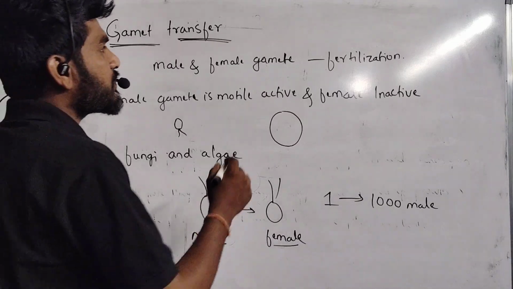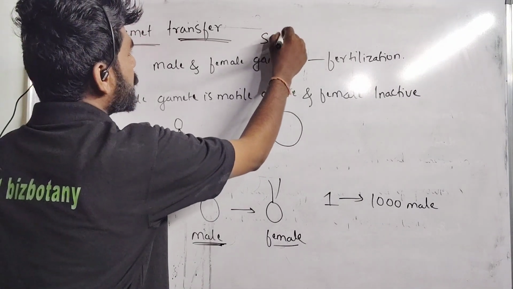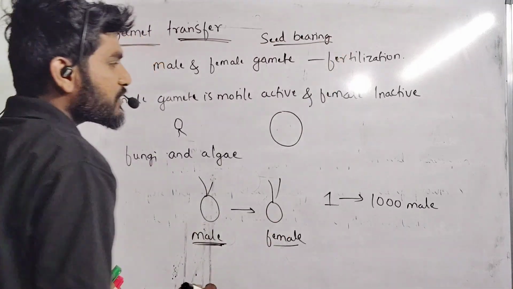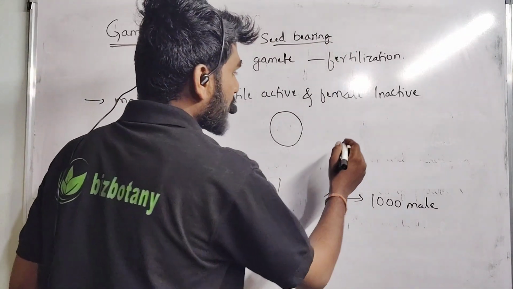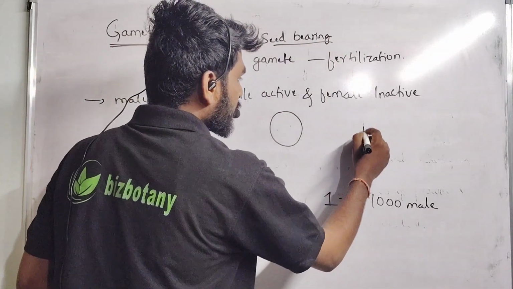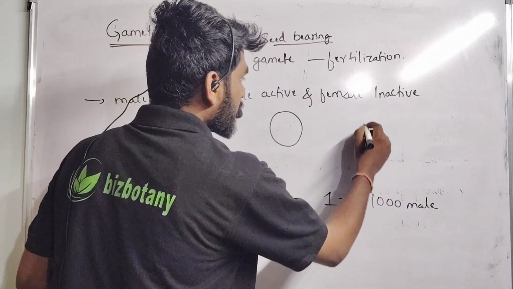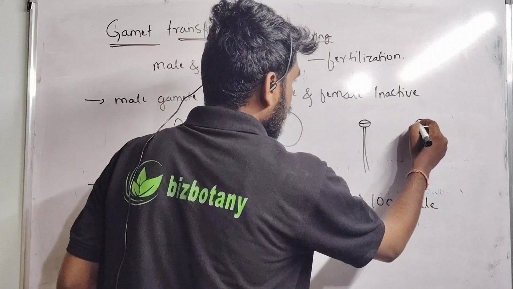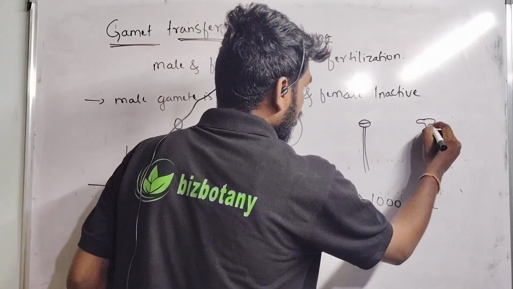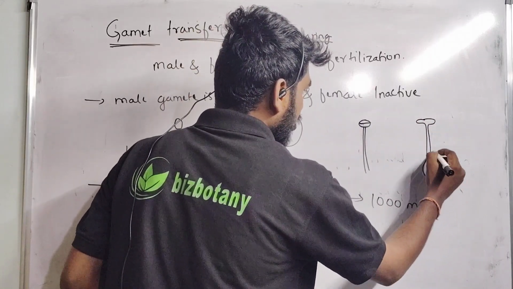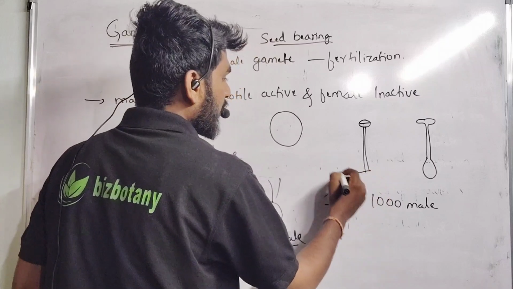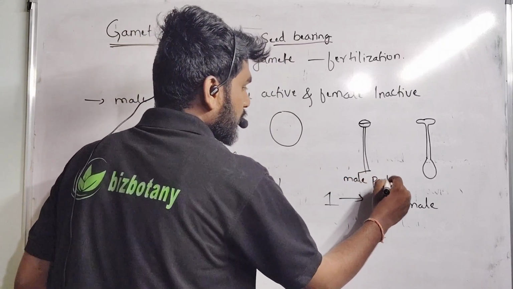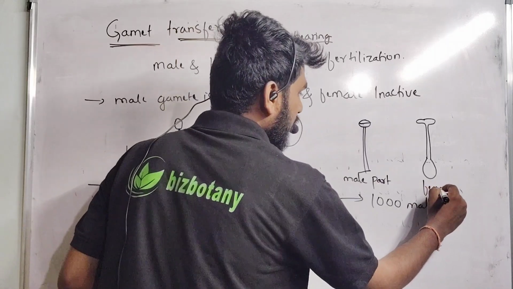But in the case of higher plants like seed bearing plants, what happens? The pollination process occurs. Pollination means the transfer of male gametes, pollen grains, from the anther to the stigma of the female plants. Consider this one is a stigma, style, or female reproductive part of the flower, and this one is the male reproductive part of the flower.